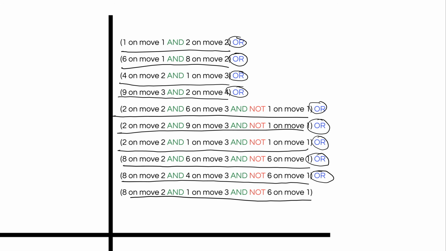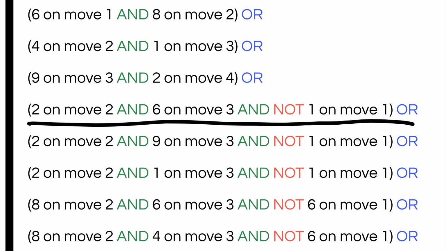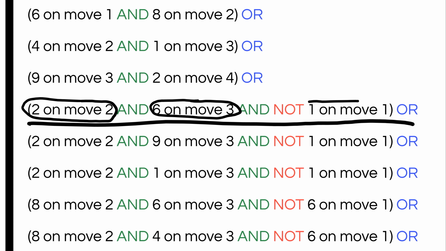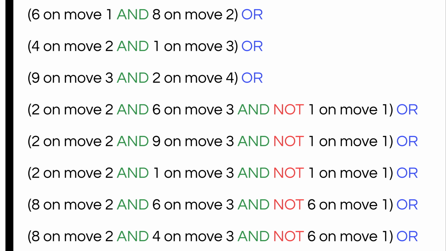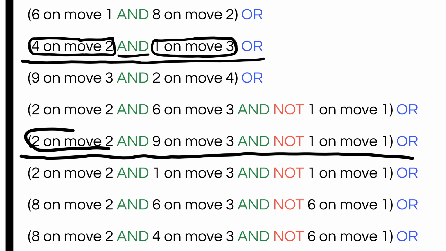But what about these individual statements between the ors? Well, this means if the human played square 2 on move number 2 and square 6 on move number 3 and not square 1 on move number 1, then this square should be an X. You'll notice that we're limited to certain types of logic statement, like AND statements, if A and B. We also have at our disposal if A and B and not C.